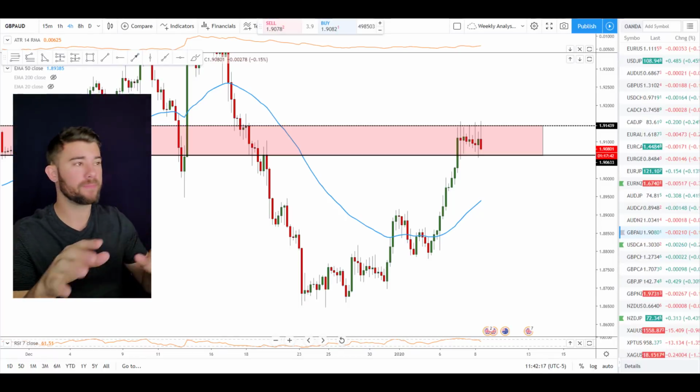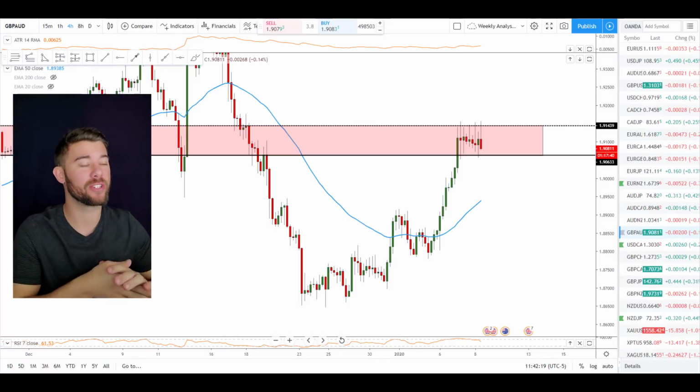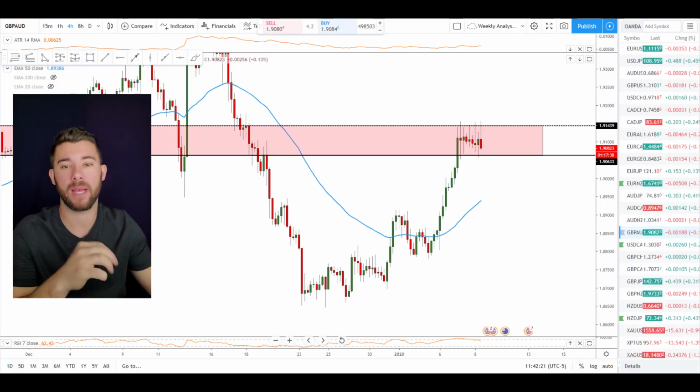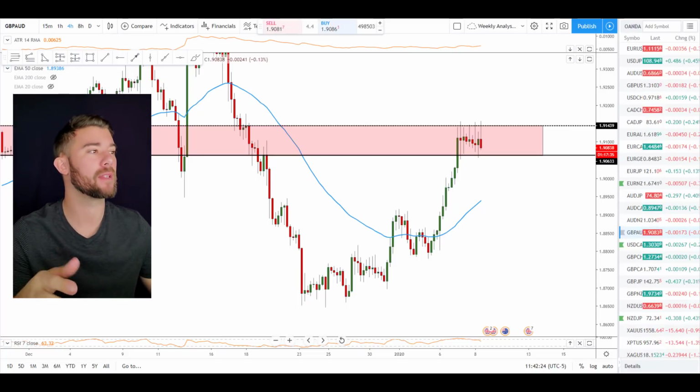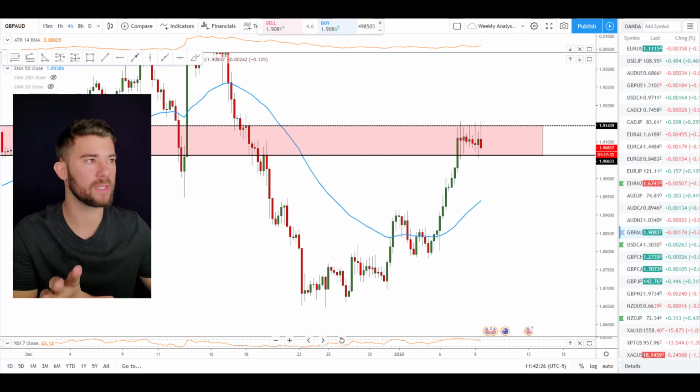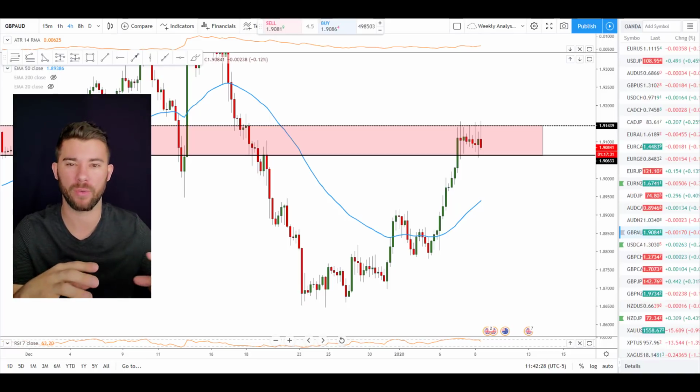What is up, traders? You're gonna have to excuse the messy hair. I actually just woke up and spotted this trade here on the pound Aussie. What we have here is something that I like to use in my trading all of the time, and it's pointing out a very specific zone that I want to trade in.